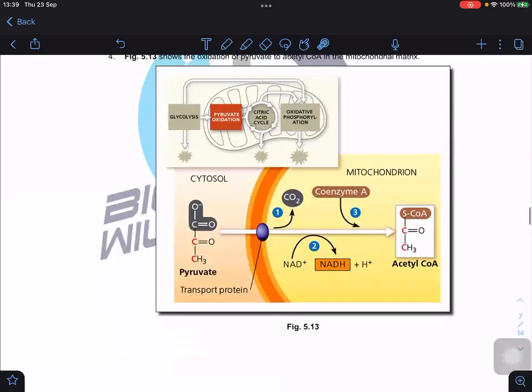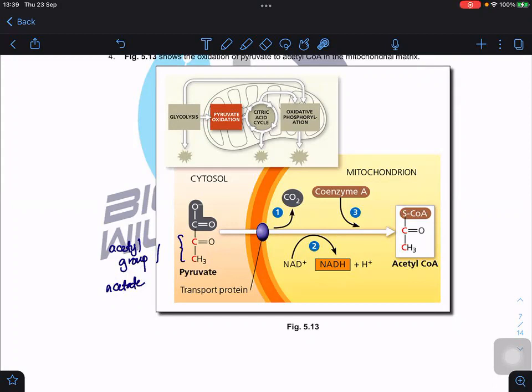Look at this diagram. Okay, now 3 carbon pyruvate: 1 carbon, 2 carbon, 3 carbons. So these 3 carbon pyruvates, what are we going to do? We're going to carry out decarboxylation, remove CO2. Can you see that? We remove CO2. So when we remove CO2, the remaining part is known as the acetyl group or acetate. Are you clear?